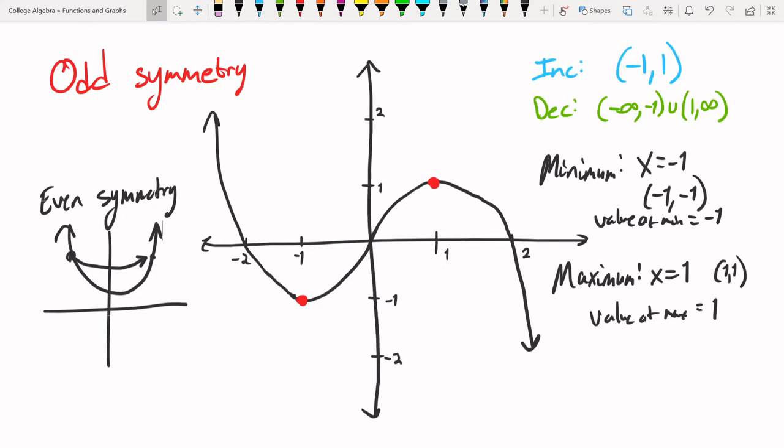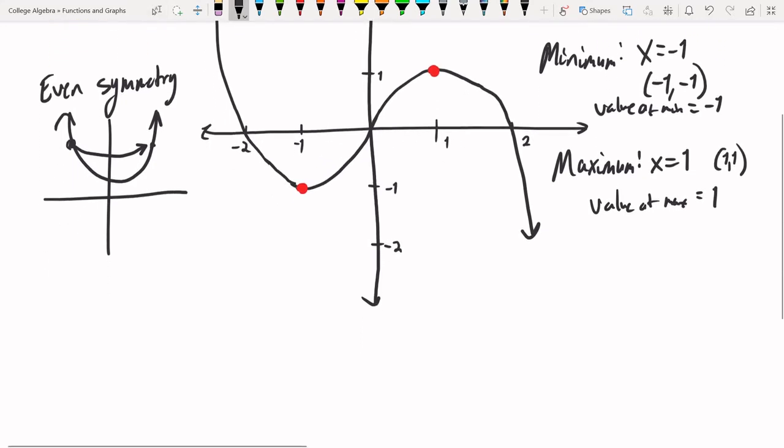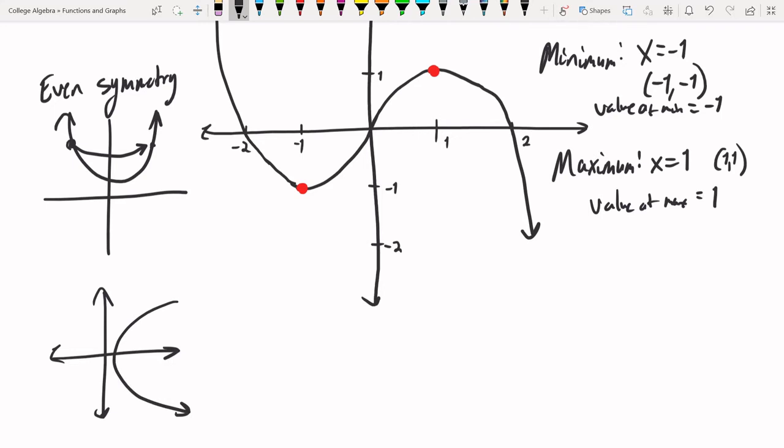Now you may be wondering, what about across the x-axis? So let's look at a function that has symmetry across the x-axis. You mean like this. This has symmetry across the x-axis. However, this is not a function. I can take a vertical line test and I cross that twice. Therefore, not a function. That's the reason why there is no symmetry of this form.